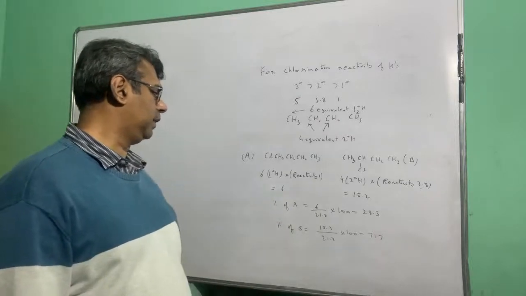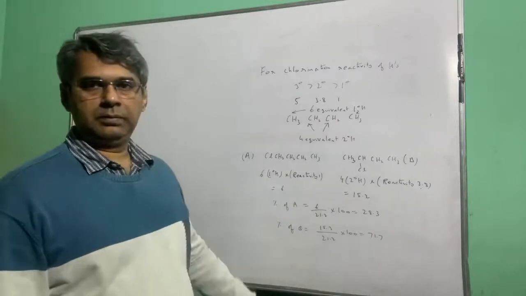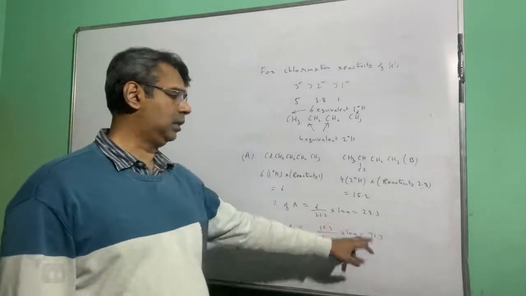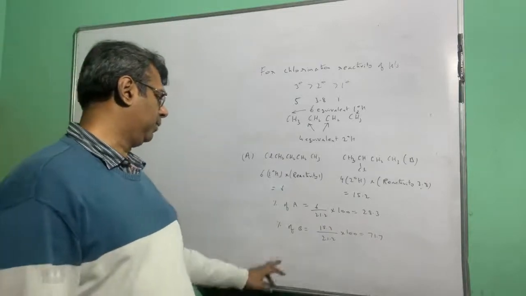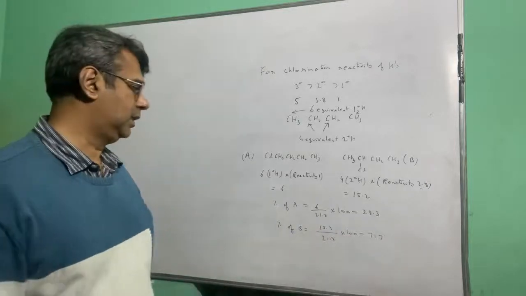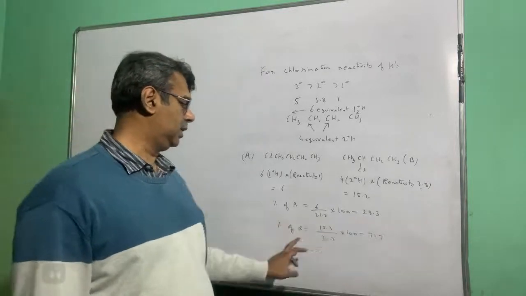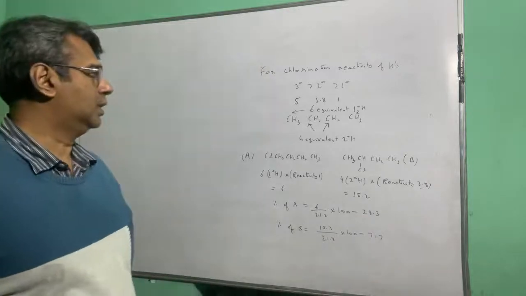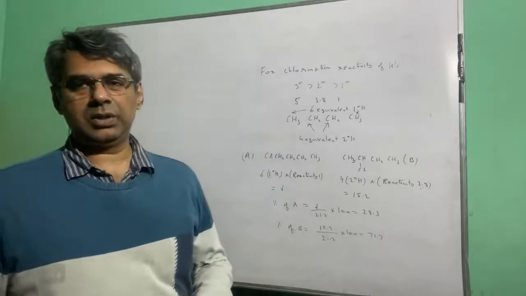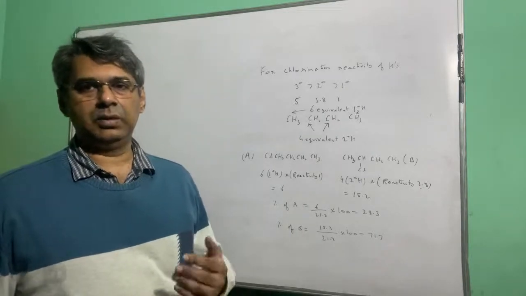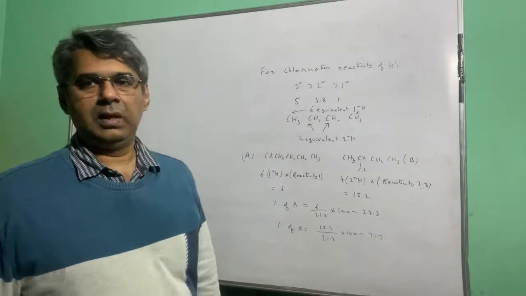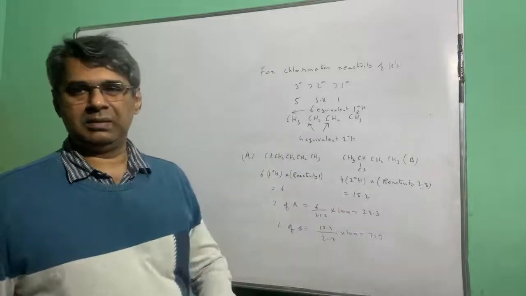So the percentage of A in the final mixture of two compounds will be 6 by 21.2 into 100, that is 28.3, and the percentage of B will be 15.2 by 21.2 into 100, that is 71.7. This is a technique you can apply. There are similar calculations for bromination, but I will tell you honestly, those will not come. Only for chlorination, if possible, try to learn these factors.